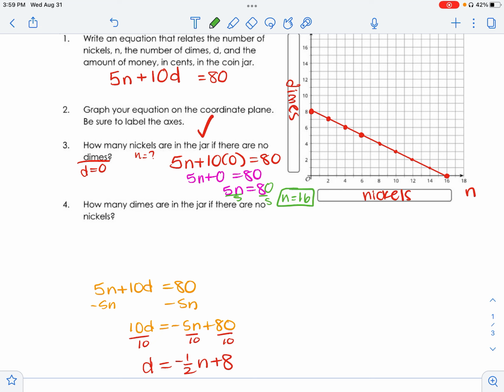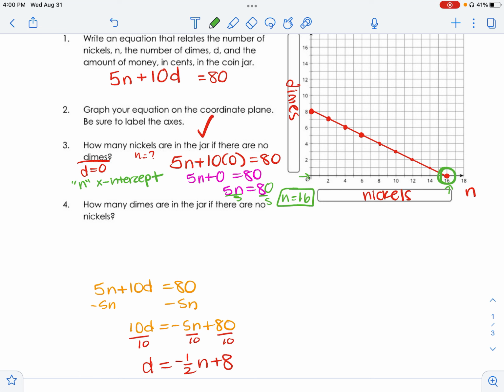Now, you might be saying there's a much easier way to do this, and you are definitely right, because if dimes is 0, that means that this is our n, or x-intercept. So I could look over here at the graph on our n/x axis, and wherever it crosses, that is where dimes is at 0, and we see nickels is at 16. So I could use the equation for number 4, or again, I could use the graph.